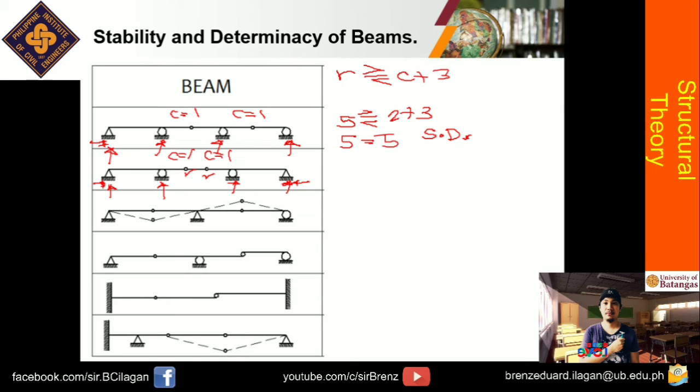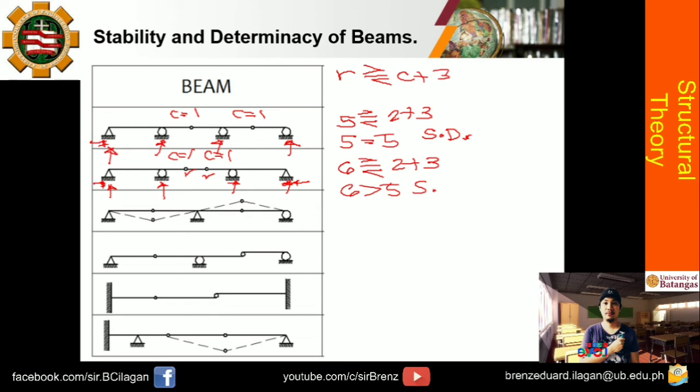Again, apply natin yung equation. So, R is greater than or equals or less than C plus 3. So, bilangin natin guys yung number of reaction. So, sabay-sabay tayo. 1, 2, 3, 4, 5, 6. So, meron ka ditong 6. So, greater than or equals or less than. So, isa, dalawa. 2 plus 3. Or that is 6 is greater than 5. Therefore, this problem is under the category of statically indeterminate.